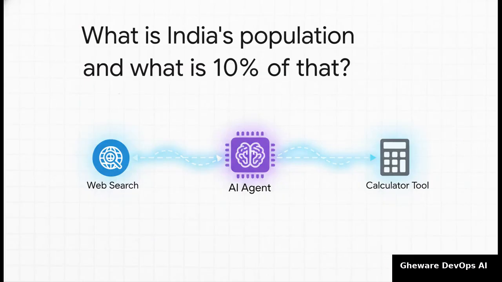Okay, time for a real test. This question is specifically designed to see if the agent can not only use its new web search tool, but also figure out how to use it with its other tools, like that calculator we built in the last episode.